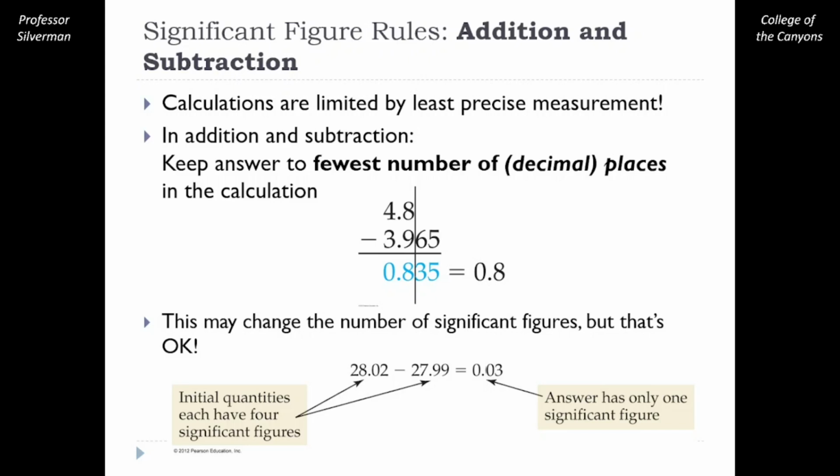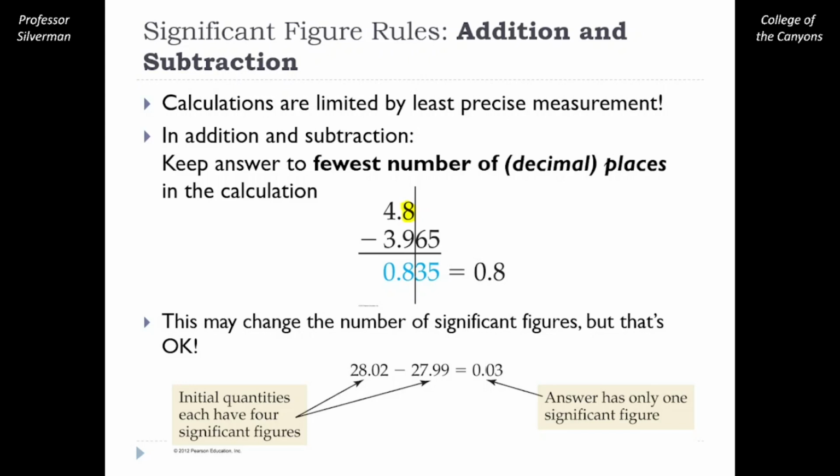The other rule we need to know is when we're doing any combination of additions and subtractions. Instead of the significant figures, we need to keep track of the number of decimal places, or maybe the number of places in each of our numbers. One way to do this is to line up the decimal place. Another way is to think about things in terms of scientific notation. But regardless, we want to keep track of the fewest number of places and round our final answer just to that.